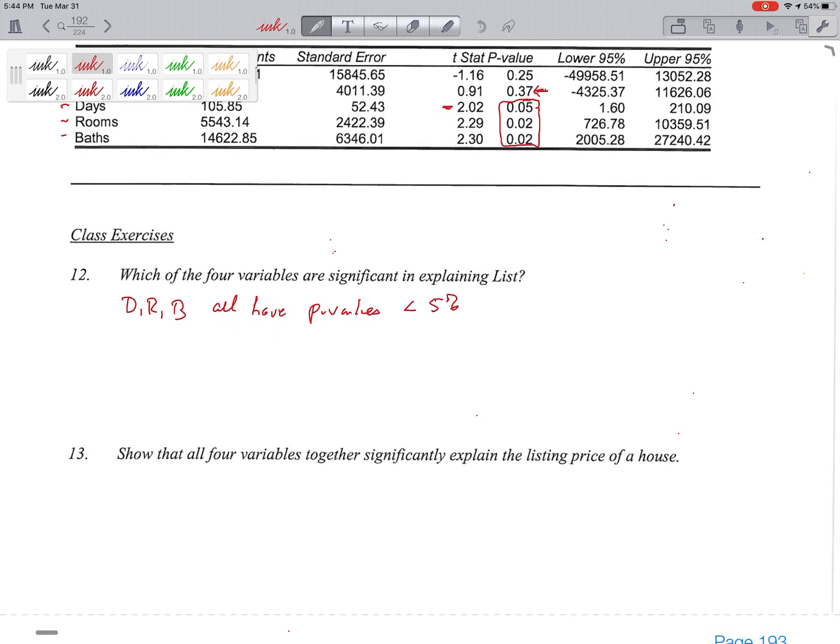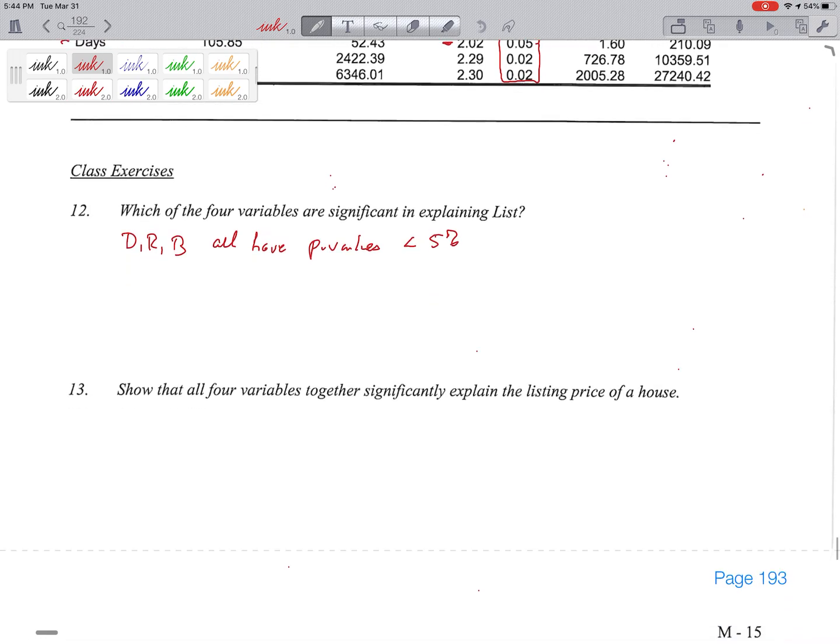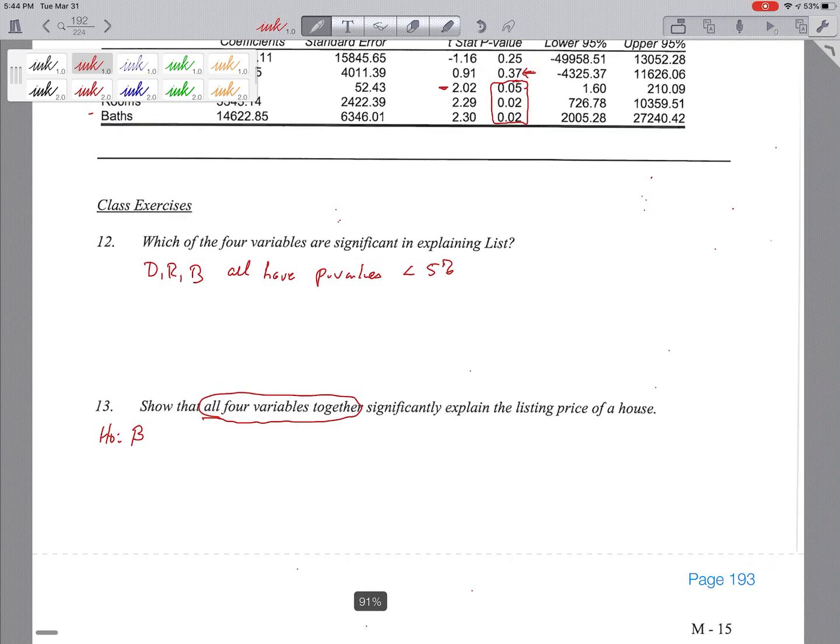Show that the 4 variables together significantly explain the listing price of the house. What I'm going to do for this one is I'm going to do the full F test. It's probably a good thing to do just as a reminder of how it works. And so the whole F test, whenever you see this, all 4 variables together, then we're talking about the F test, which is a type of ANOVA test.